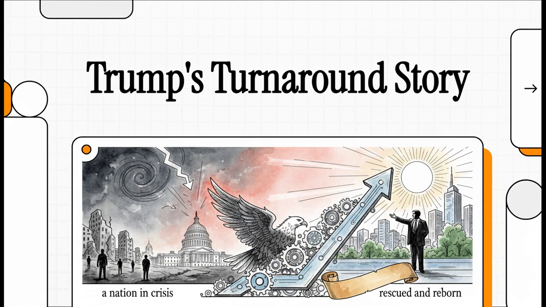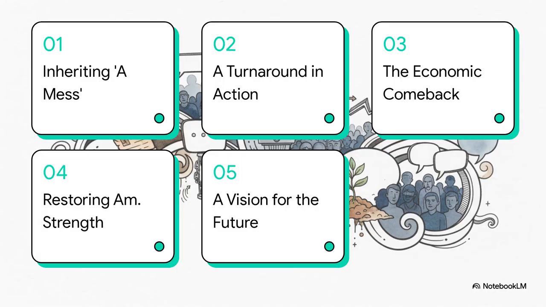A nation was in crisis, a hero came to the rescue, and a rebirth was promised. So here's the game plan for how this story gets told. It follows 5 basic steps. First, you have to establish that you inherited a mess. Then, you show the turnaround in action. Next, you back it all up with an economic comeback. After that, you zoom out to restoring American strength. And finally, you sell a grand vision for the future.